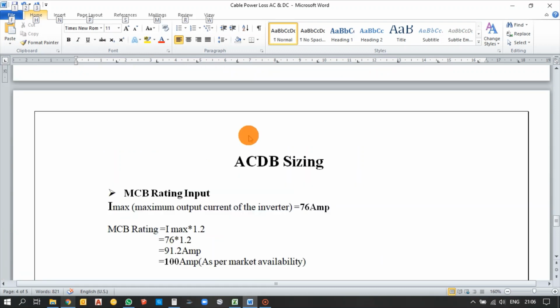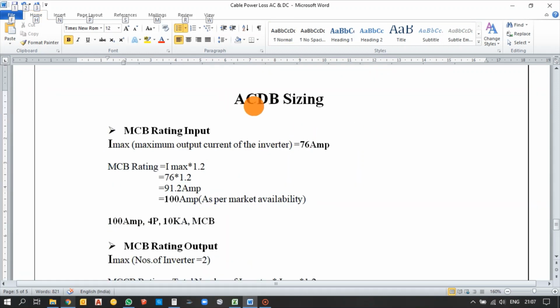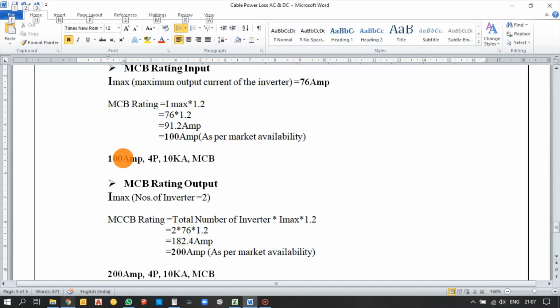And going for the AC/DC design. For AC/DC sizing, the MCB rating at input is to be selected now. Maximum current from the inverter will be 76 amps with a single inverter. A safety factor of 1.2 is multiplied with the maximum current, so 91 amps will be the maximum current, and the available market MCB is 100 amps. So I have selected a 100 amps 4 pole 10 kilo amps MCB.